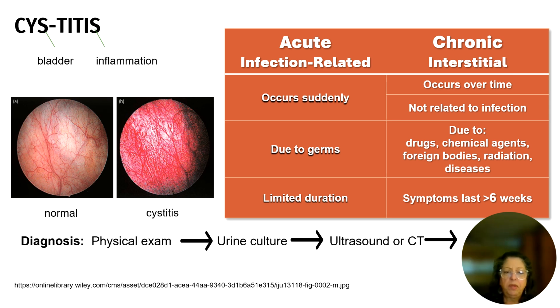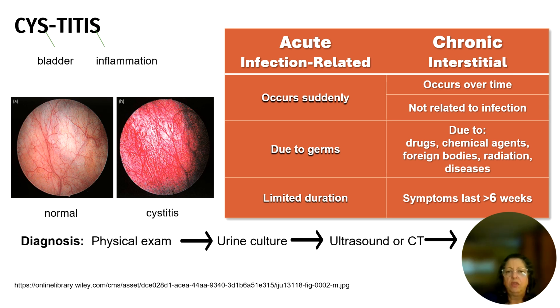And the way that you determine what kind of cystitis a person has is through physical exam, urine culture, and an ultrasound of the bladder, or a CT scan of the bladder or the abdomen. Remember, there are some patients that require frequent catheterization.